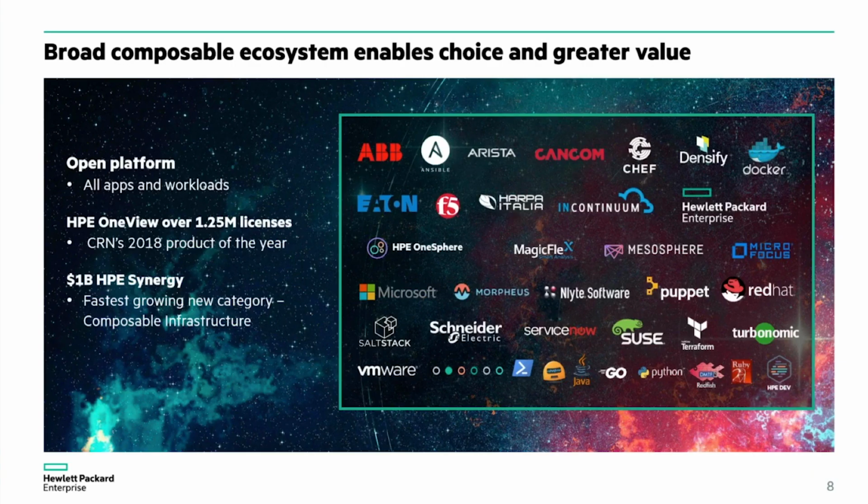And it's also important to note that HPE has developed a very open platform and an ecosystem of composability with many partners here to enable DevOps environments and automation. And this is driving increased adoption of HPE OneView. We're well over 1.25 million licenses now. It was CRN's 2018 Product of the Year, and we're over a $1 billion run rate with Synergy. And that's just the start, as you'll see here.